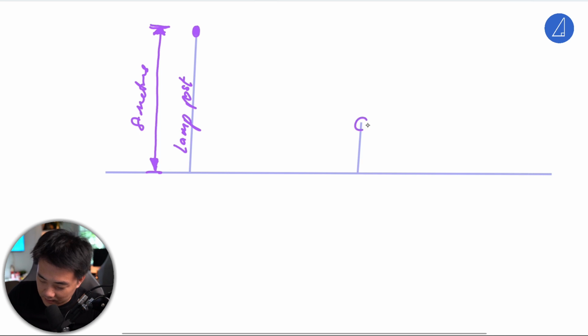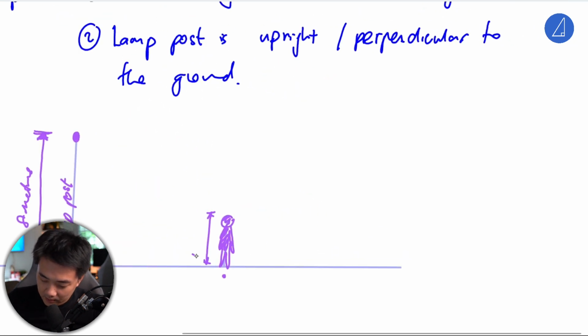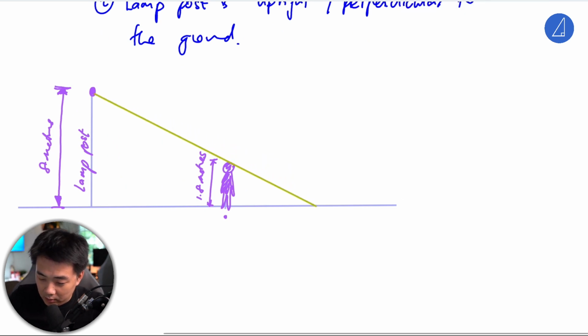After which, this is a man here, who is walking, and he is 1.8 meters tall. Then we need to label all the variables. So the light source would be here, and the shadow would be here. The length of the shadow is somewhere around here.